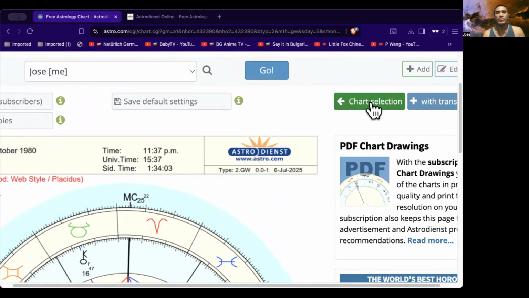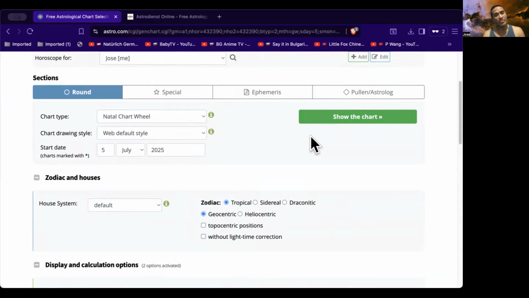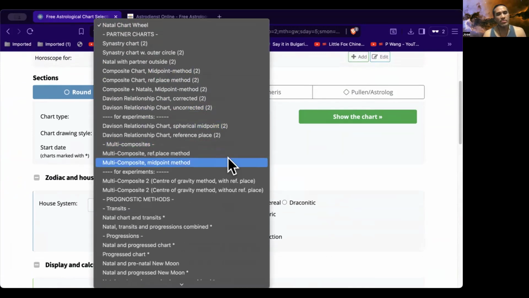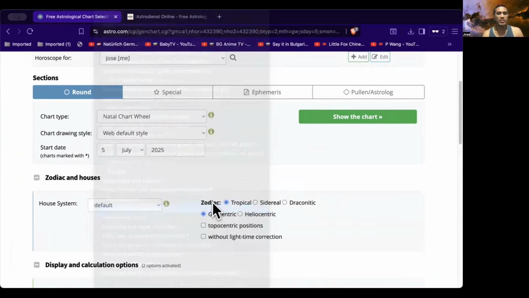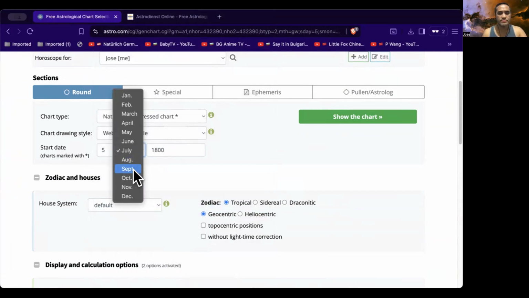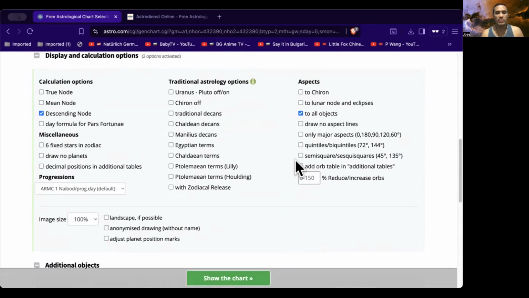Let's see here. What we would do is look at a progression, but in this case, what's called a reverse progression. You would go to a progress chart. You would look at the natal and progress chart here, and then go back to before the time you were born. So I would go maybe 100 years before I was born, so the 1800s. Let's just go with October 1. You'll see what I mean when I show you this one.